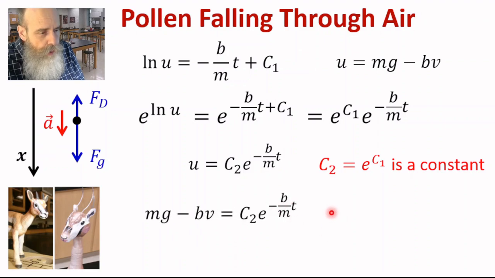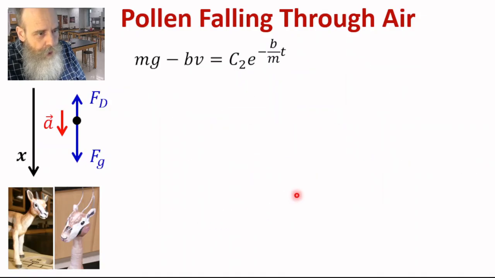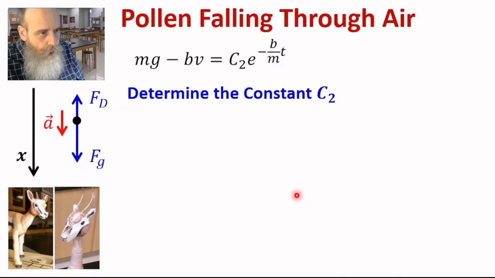Now let's put what u is. u is mg minus bv. So we get mg minus bv equals c2 times e to negative b over m t. Now we need to find that constant c2. So we need to determine it. How do we determine it?